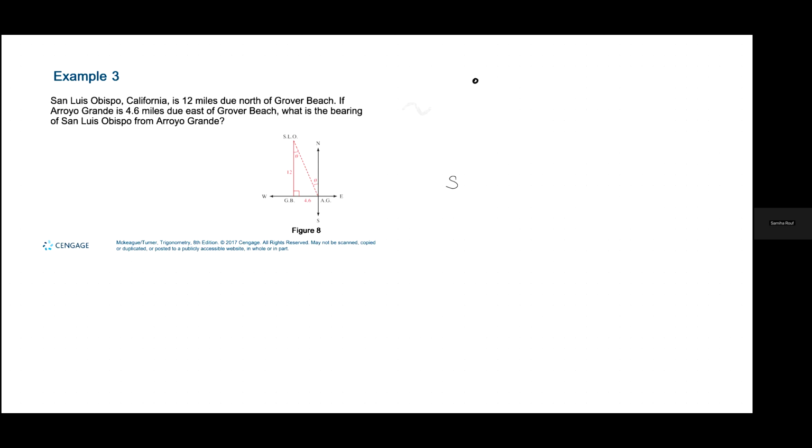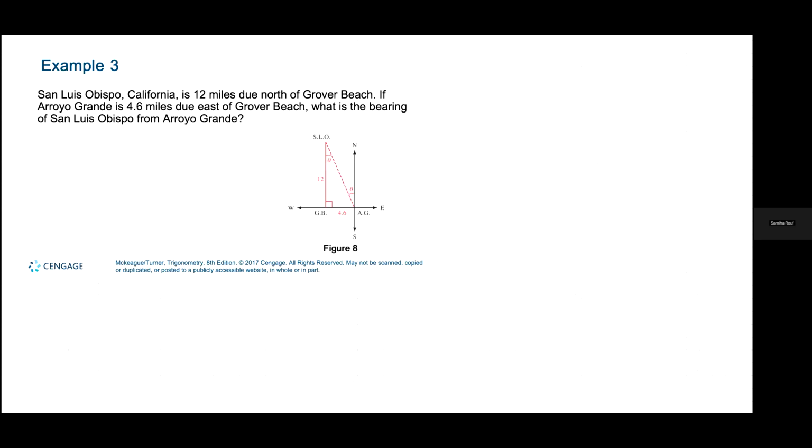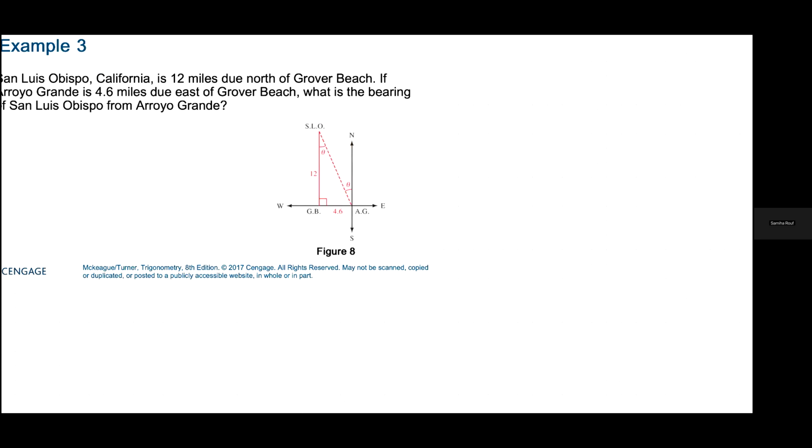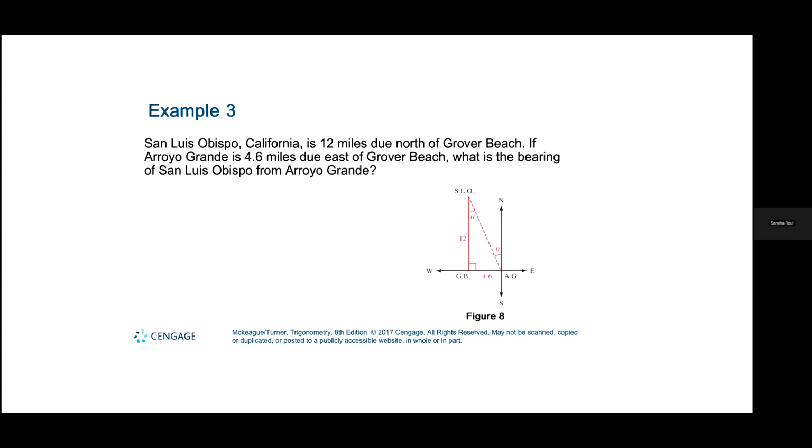Okay. So we're given this question. San Luis Obispo, California is 12 miles due north of Grover Beach. If Arroyo Grande is 4.6 miles due east of Grover Beach, what is the bearing of San Luis Obispo from Arroyo Grande? Okay, let's zoom in a little. So this problem is nice. It has a little picture already given, but let's see how this picture was constructed based on what's said to us.